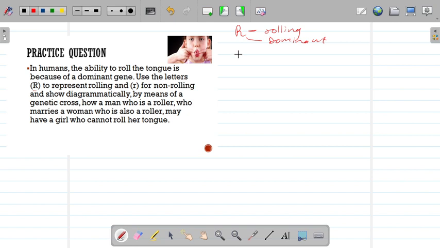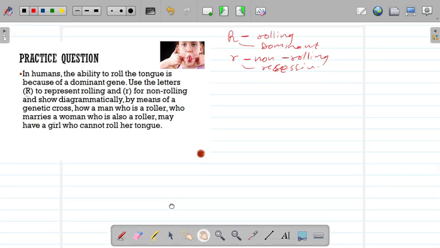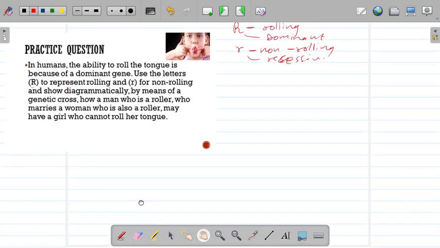Now they tell you small letter r is for non-rolling, and it is recessive. Show this information diagrammatically by means of a genetic cross. How a man who is a roller who marries a woman who is also a roller may have a girl who cannot roll their tongue. Good. Now, where do you start?